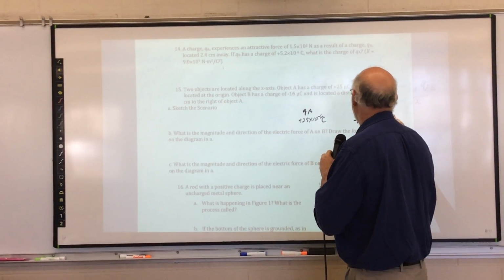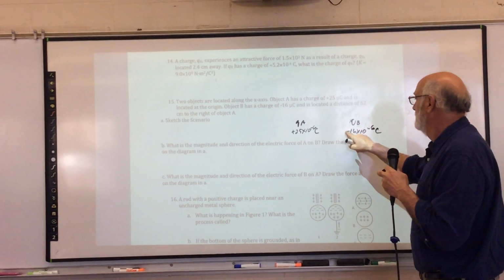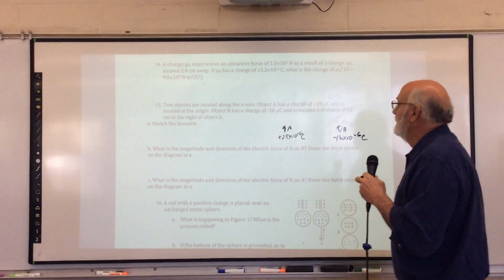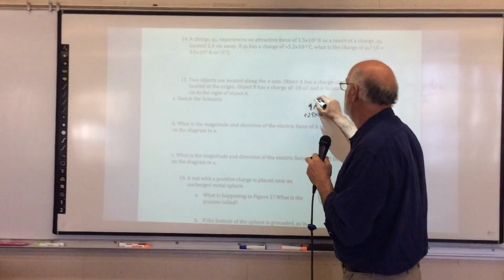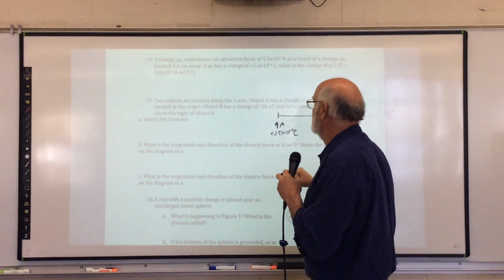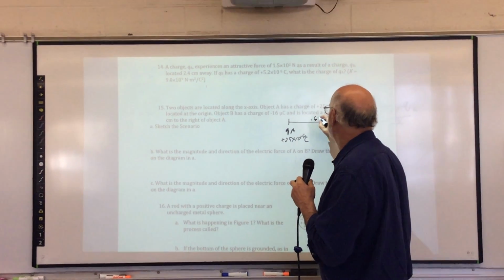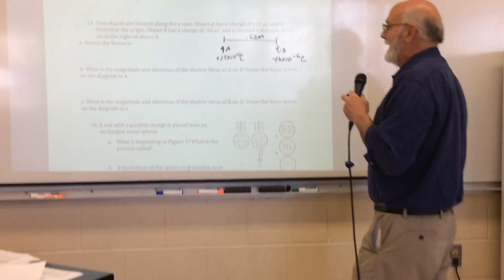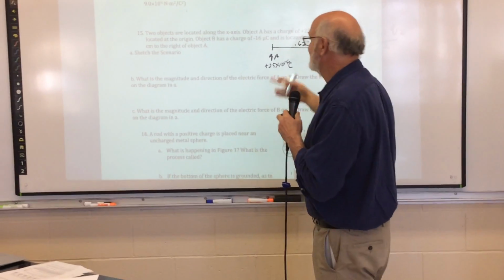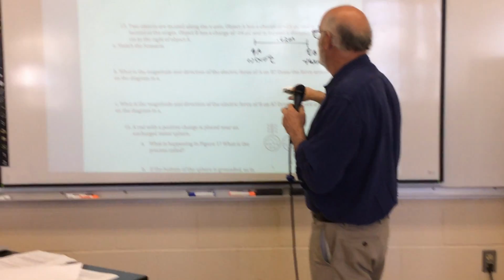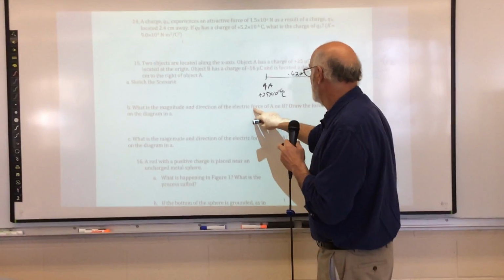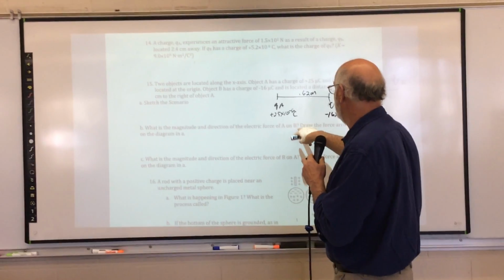Remember, we are not worrying about the charge sign right now. The positive and negative is going to be directional. So object B is going to be here. Distance is going to be 0.62 meters. Magnitude and direction, it's just like we did before with the equation, except we want the force of A on B.